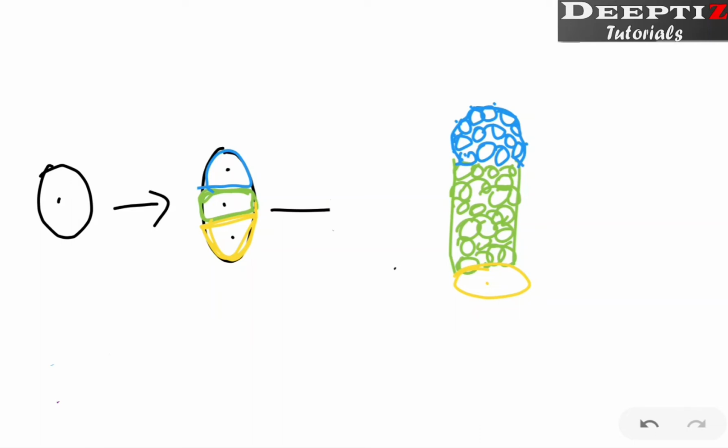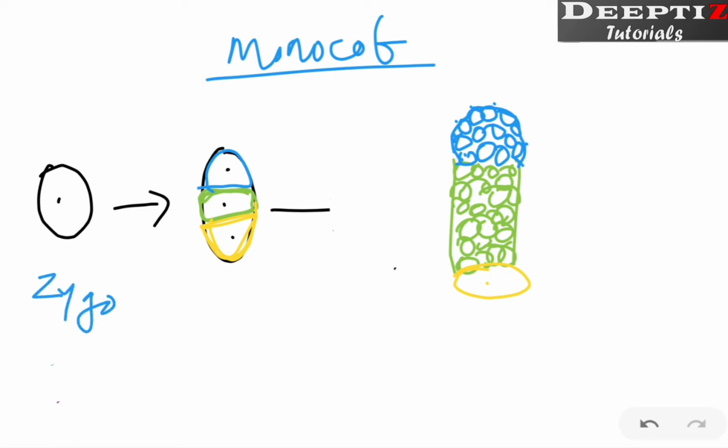In last class we have covered the development of dicot embryo. So here we are starting with the development of monocot embryo. Right? Now this is the zygote which is diploid in nature, and what happens, this undergoes division.